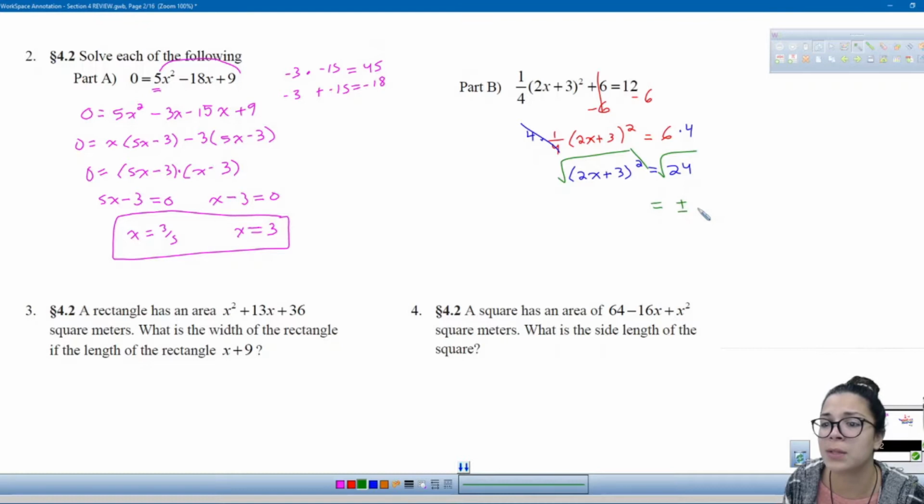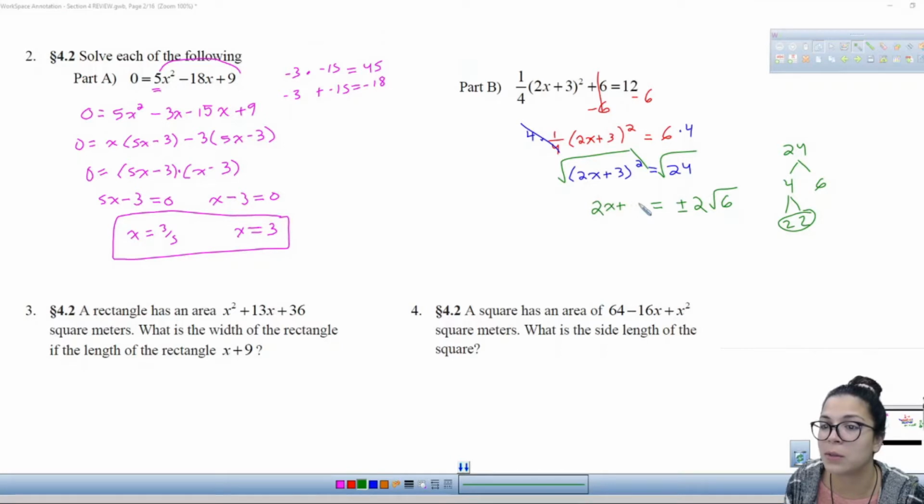Remember, when you square root both sides, you get plus minus. And 24 can actually simplify. 24 is 4 times 6. So 4 is a perfect square, and a 2 will come out of that radical. So this simplifies to 2 square root of 6. On the left side, since the square cancels, we just get 2x plus 3.